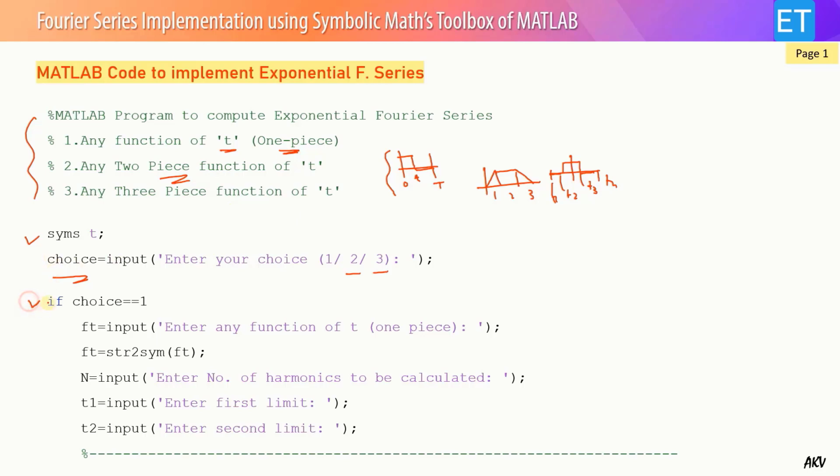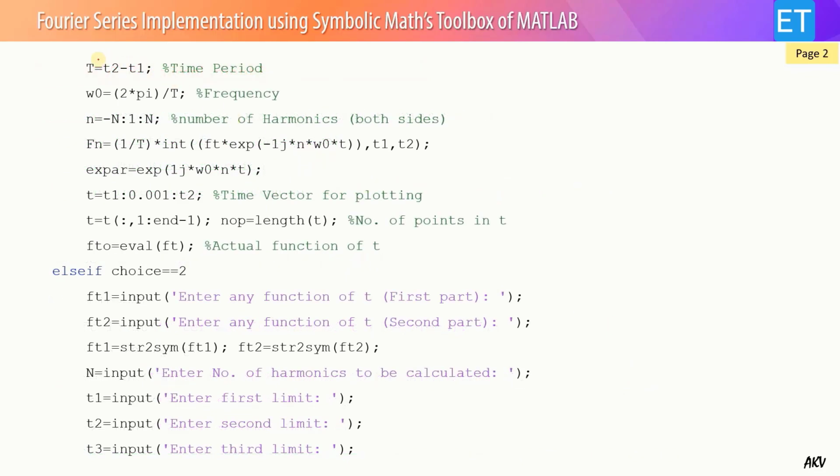So now if you enter the choice 1, it means you can enter your function which is a single piece function of t. So you can enter your function f(t), which will be converted into the symbolic expression, and then again the number of harmonics to be calculated, and then the two endpoints of your function. For example, if you are entering some exponential function like this, this is your t1 and this is t2, and after that we find the time period t2 minus t1, then omega, that is 2 pi by T, and then getting this vector, I mean the number of harmonics.